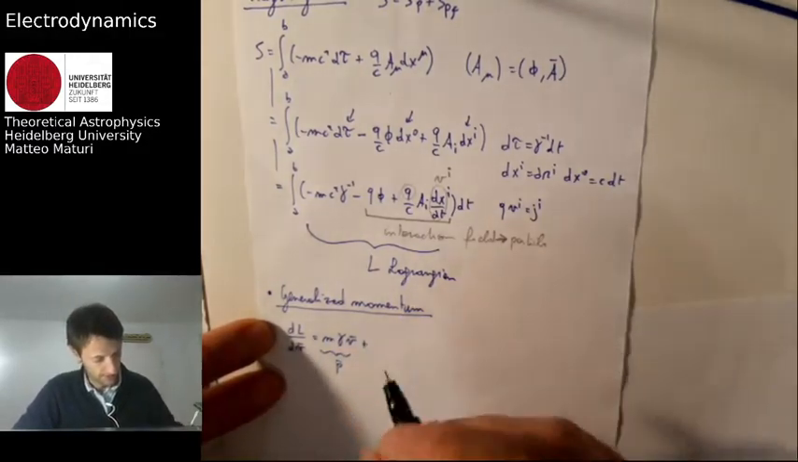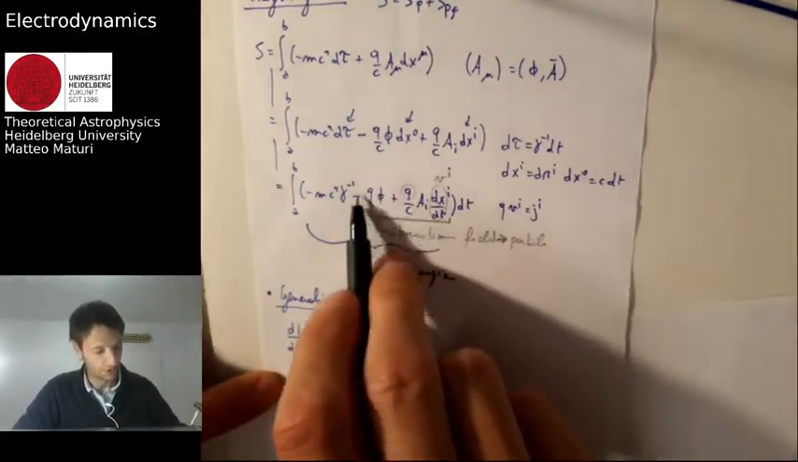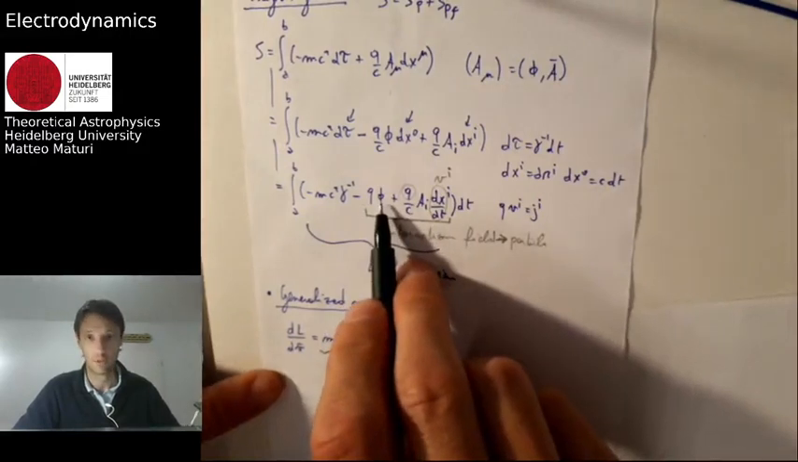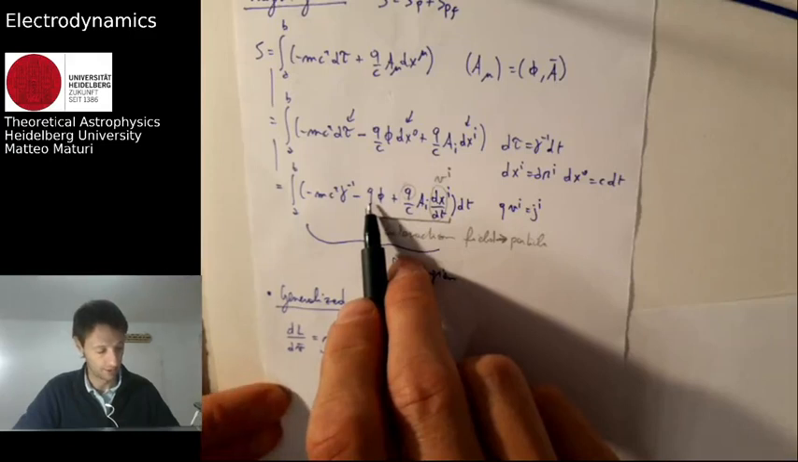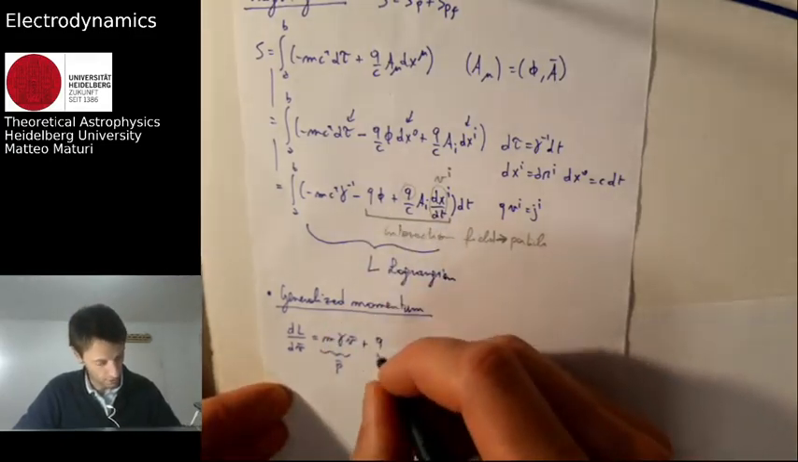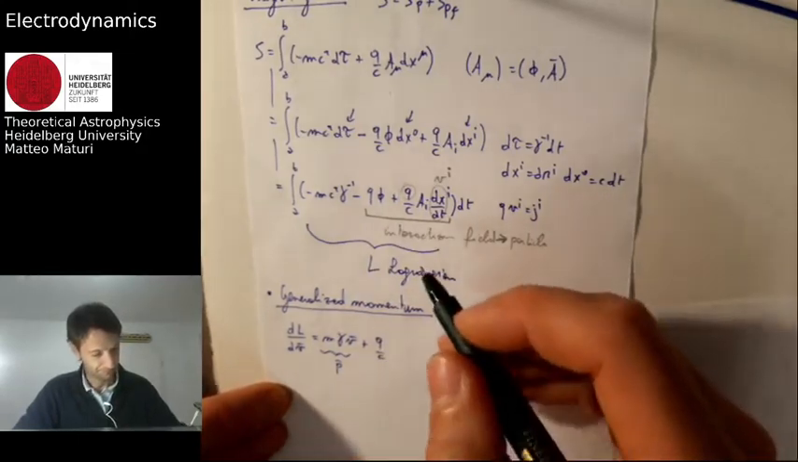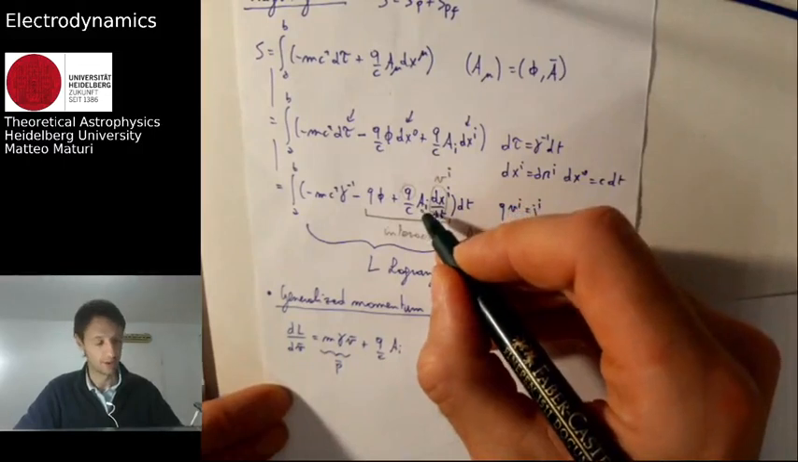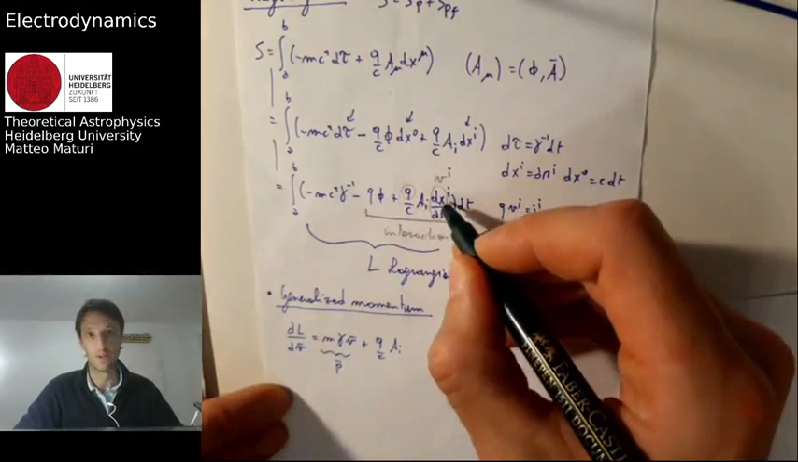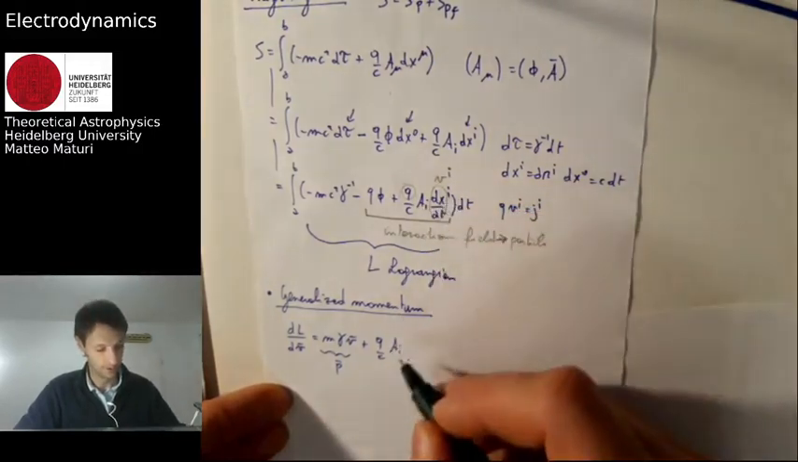Then we have the derivative with respect to the velocity of this term, but phi depends only on the space components. This is only a constant, and therefore this is 0. Then we have plus q over c A_i, because this doesn't depend on the velocity, and the derivative of the velocity with respect to the velocity is 1. That's what we have.